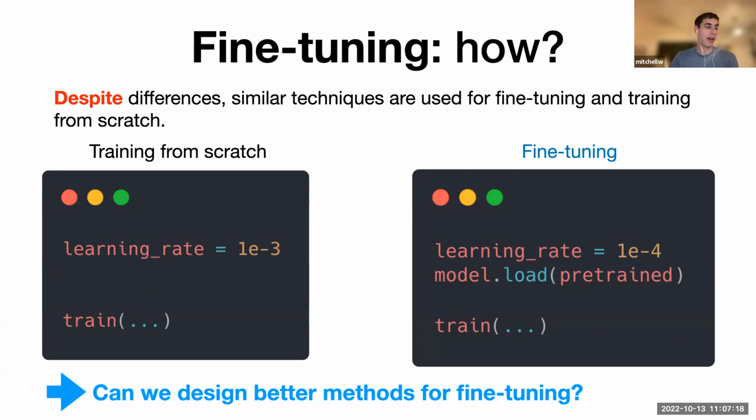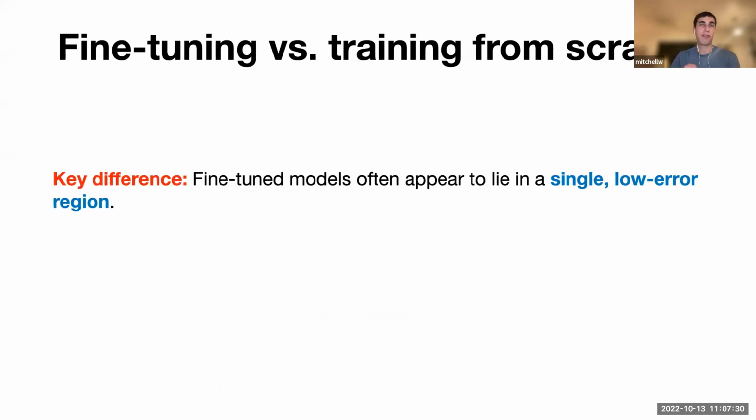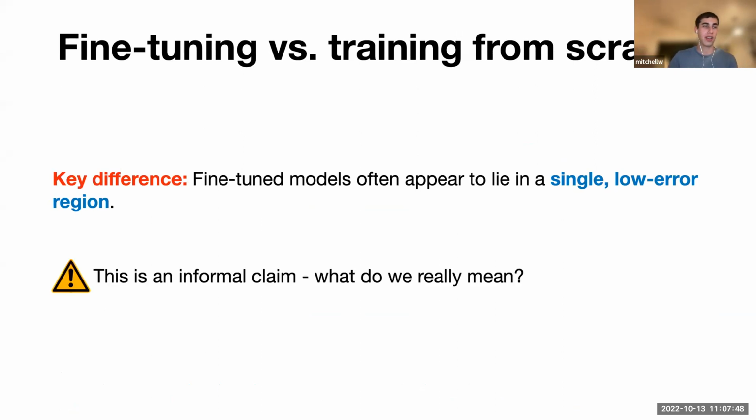So the methods that we're going to be talking about today are going to leverage a key difference between these two regimes, fine-tuning versus training from scratch. And that key difference is that fine-tuned models often appear to lie in a single low error region. This is what the techniques we're going to be talking about today, for improving robustness and accuracy, are going to leverage. This is an informal claim. So what do we actually mean here?